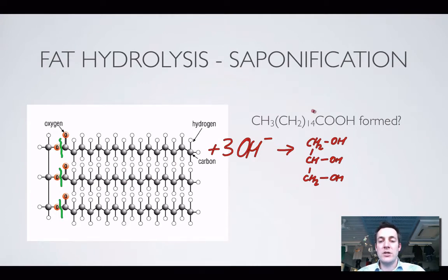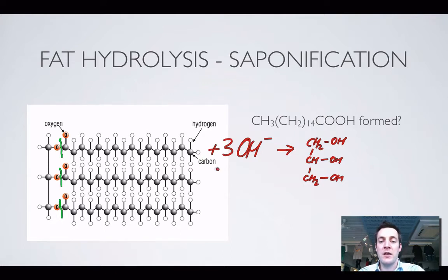And the question is, are we going to make this fatty acid? Remember, a fatty acid is something that has a carboxylic acid at one end and then a big, long, fat-soluble carbon chain. It's fat-soluble because it's not polar. Are we going to make that fatty acid? Well, no, because remember, every time we hydrolyze an ester, we don't make the acid, we make the salt of the carboxylic acid.